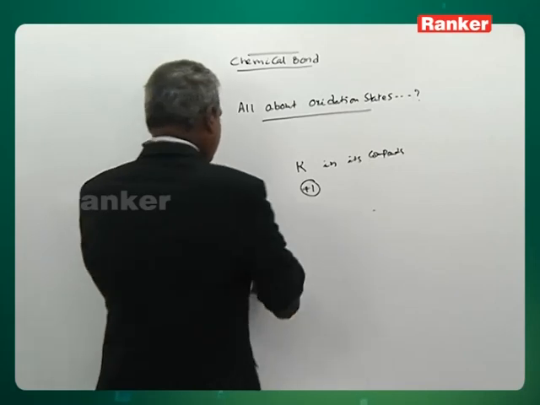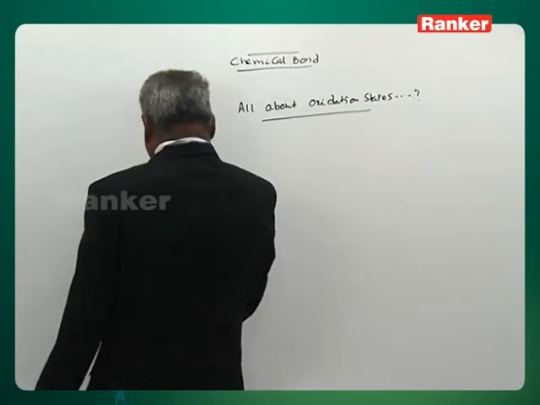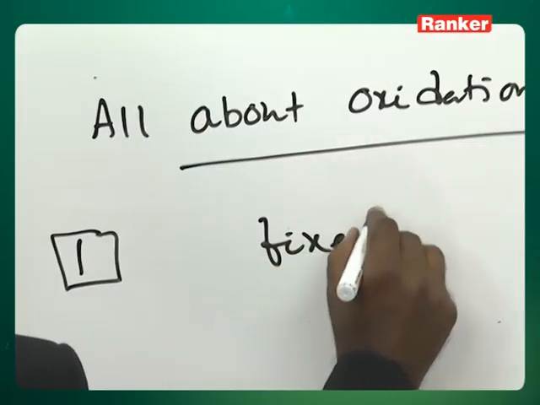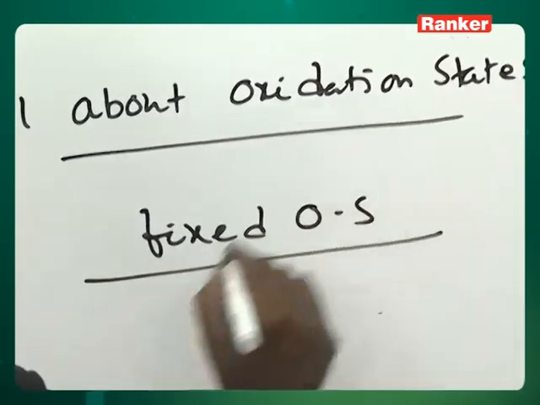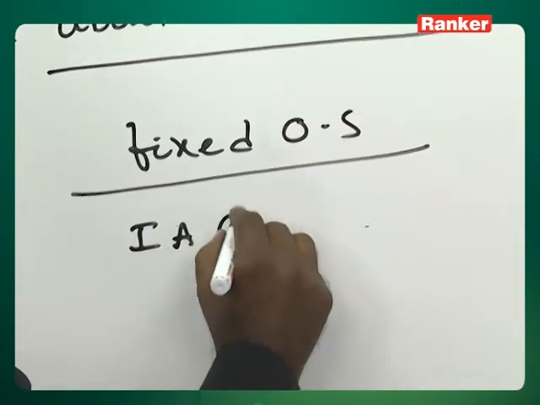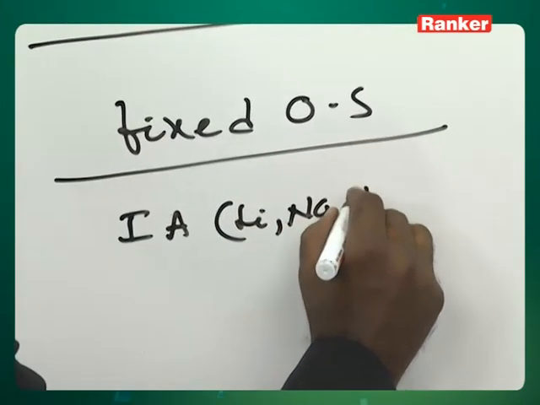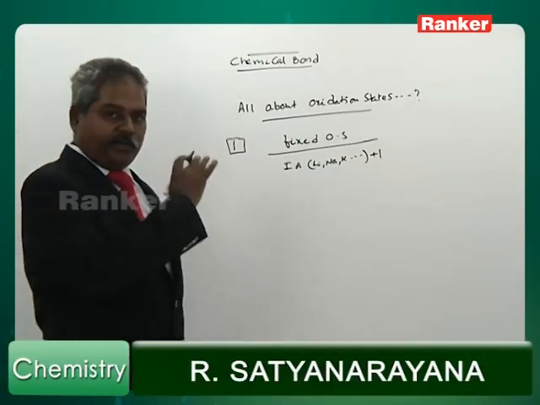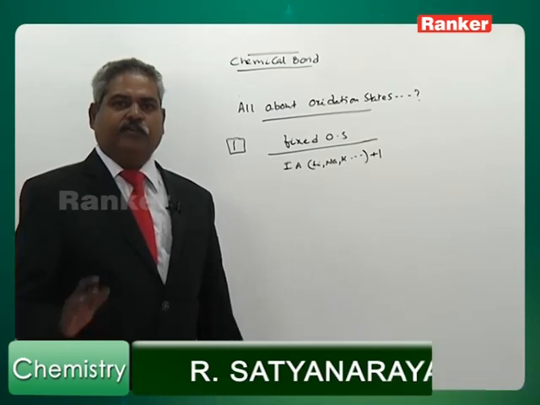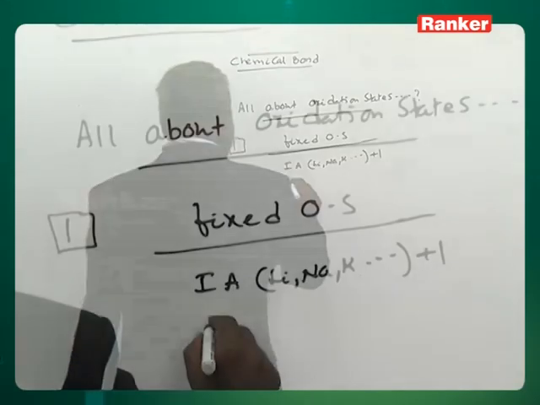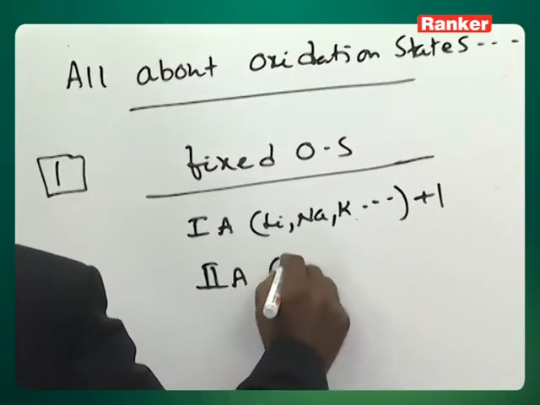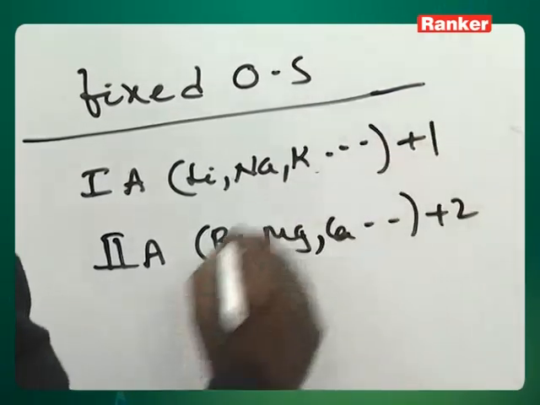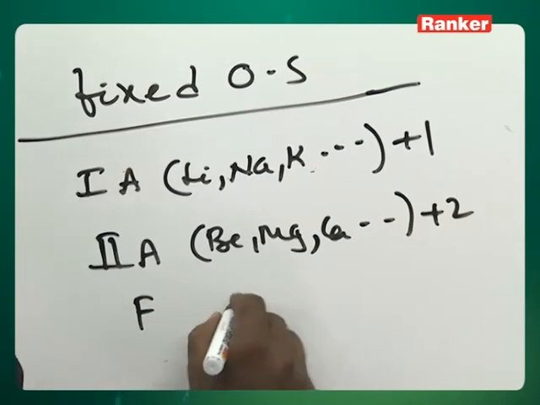So let us first draw the rules. Which elements have fixed oxidation states? Fixed oxidation states. 1A, elements of 1A, lithium, sodium, potassium, etc. Their oxidation state in all compounds is always plus 1, fixed, they will never vary. 2A, beryllium, magnesium, calcium, etc., always plus 2. And fluorine always minus 1.